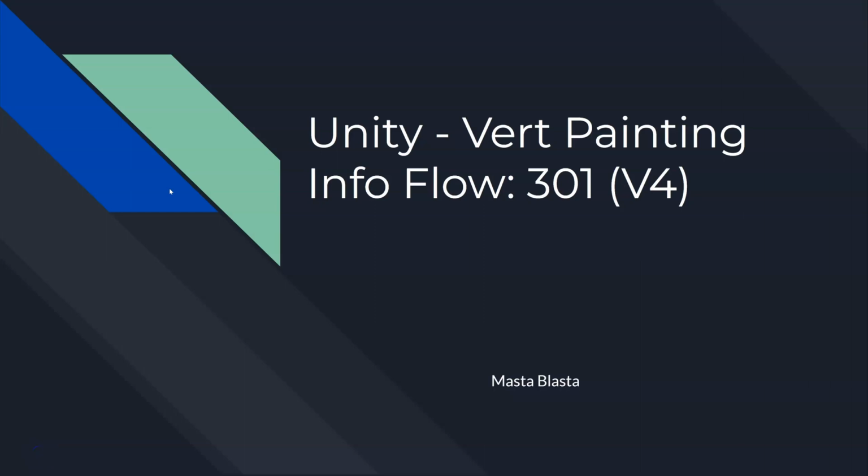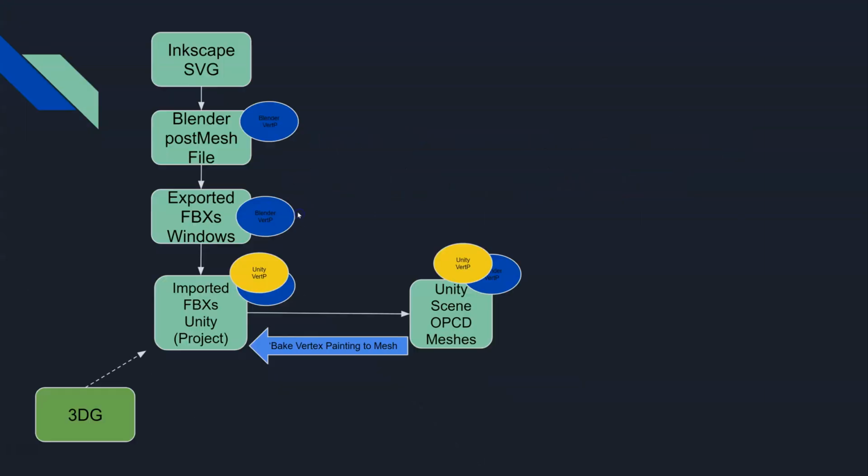So let's go a little bit deeper on vert painting info flow, and I'm going to call this a 300 level course, so 301, and so theory, and then we'll follow it up with practicality and Unity. So we already covered our initial Inkscape flow, which is Inkscape, Blender, post mesh file. Our vert painting information is in there, embedded inside the mesh. We pull that into our Unity project store, and then we pull that into our scene.